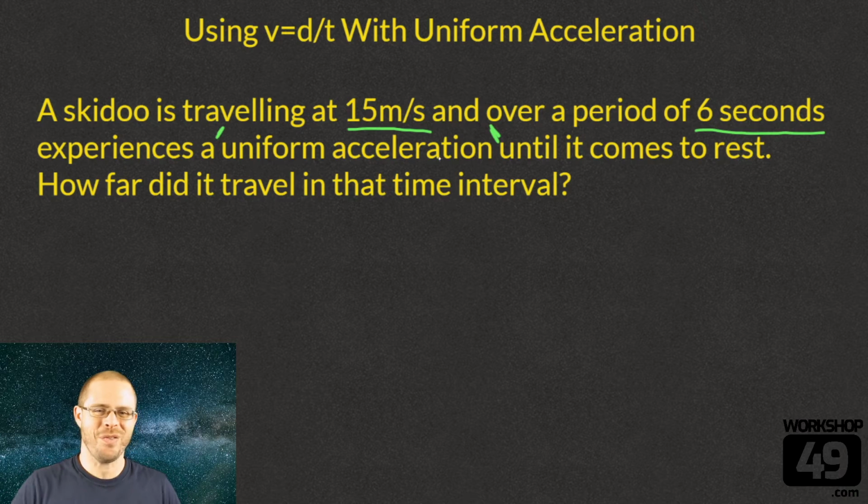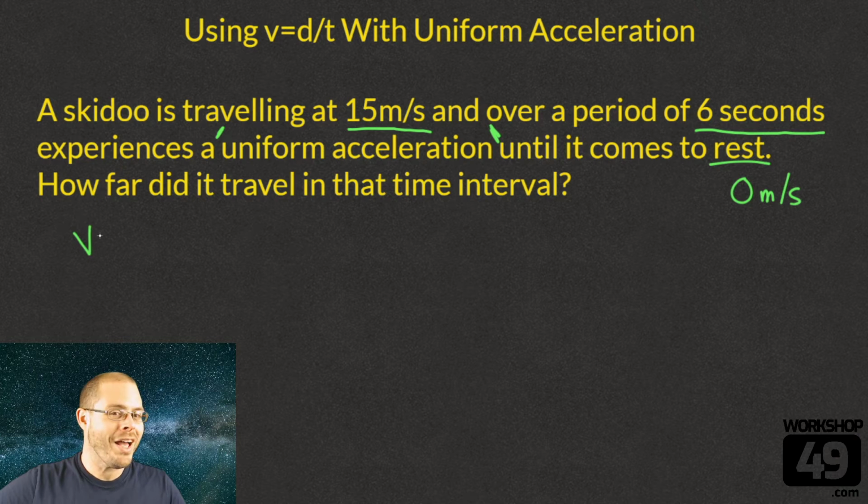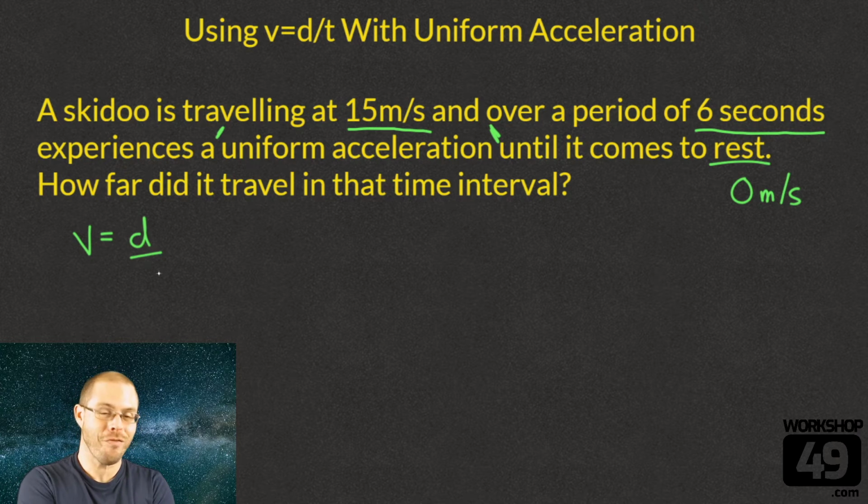And again, you're like, you can't do a uniform acceleration. It's v equals d over t, and it goes until it comes to rest, 0 meters per second. Okay, then we go velocity final. How far did it travel? I am going to be using the equation v equals d over t. Oh, but we got two velocities. What's supposed to happen here?